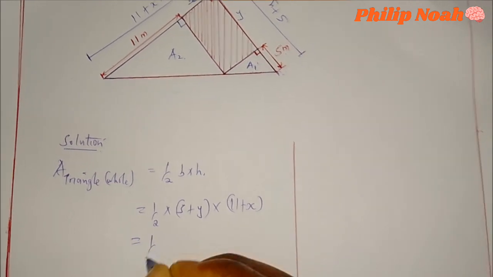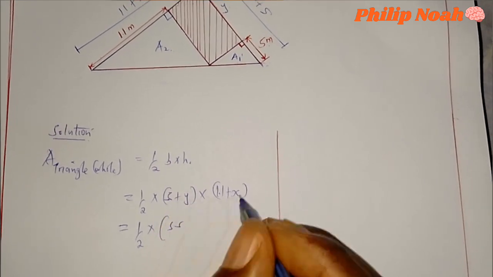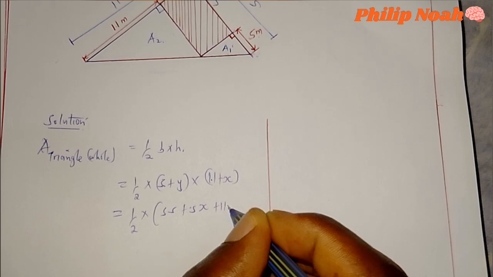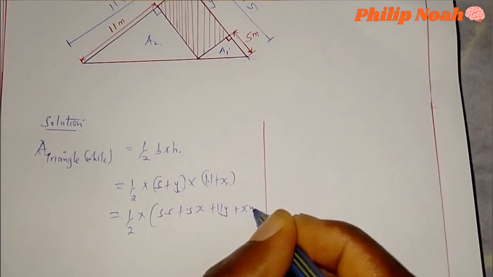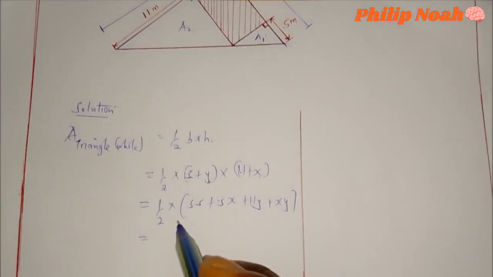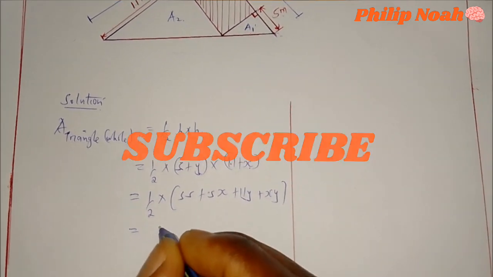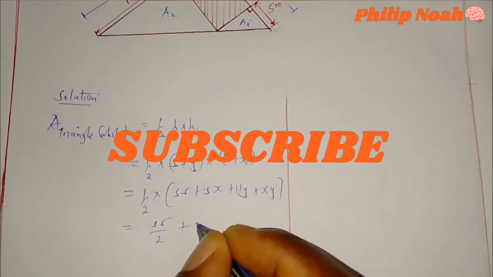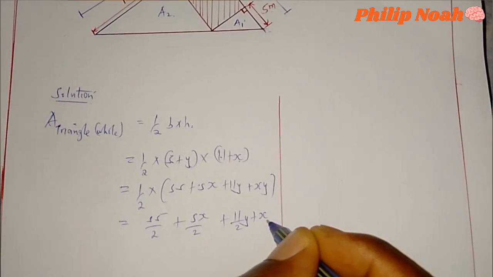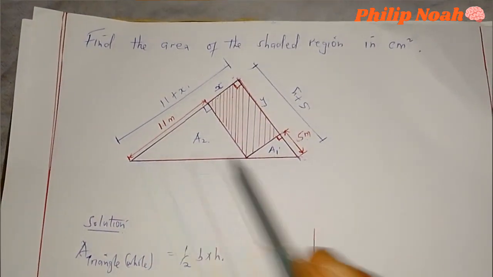So we have a half times 5 times this, we get 55. 5 times x is plus 5x. This times this, we get 11y. This times this, we get xy. A half times each term in the parenthesis, you have 55 over 2 plus 5x over 2 plus 11 over 2y plus xy over 2. This is the area of the whole of this figure.